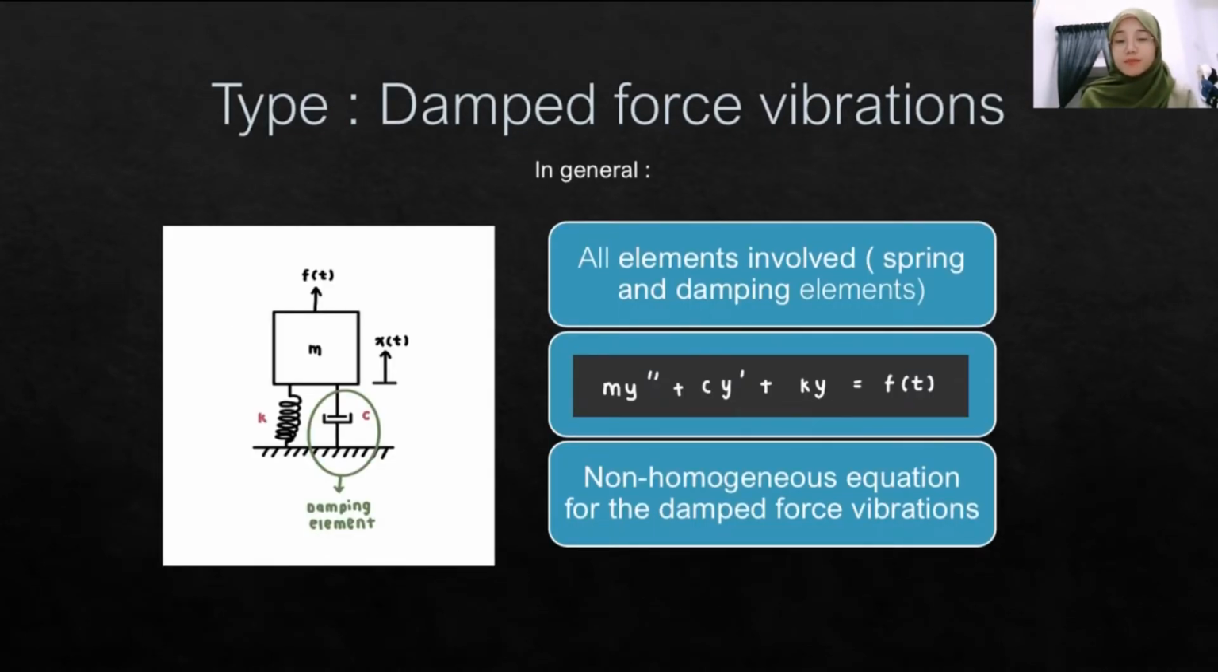Next, before we go deeper into the equation explanation, I'm going to explain the damped forced vibration in general. So, generally, all elements are involved in damped forced vibrations, which are the spring and damping elements. The general equation of damped forced vibration is as shown in the slide, which is my second derivative plus cy first derivative plus ky equal to f in the t variable. This equation is summarized from the diagram in the slide shown.